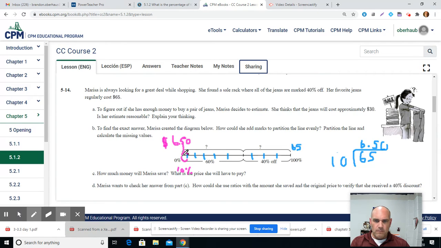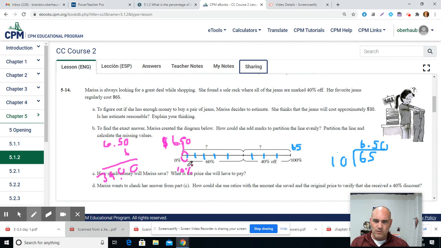So remember, every chunk is $6.50. All right, so let's see. If I'm going to do 60%, I've got 1, 2, 3, 4, 5, 6 chunks. So I've got 6 of these pieces. So I need to do 6.50 times 6. That gives me 0, 0, 36, 39, and then 2 decimal places.